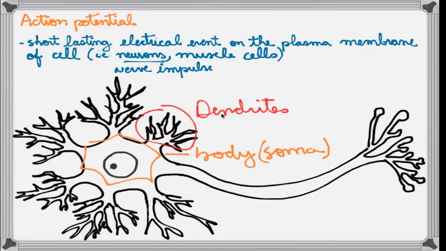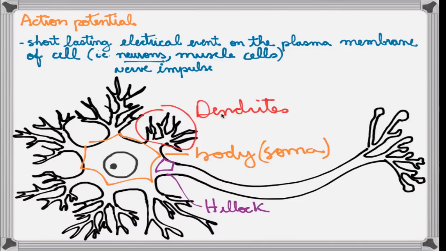Specifically, it goes from the dendrites to the body, or the body is also known as the soma. And one thing that is very interesting about the body of that neuron is that it has a funneling region right here, and the name of this region is called the hillock. The hillock, and we'll get to talk about the functions of the hillock in a little bit.